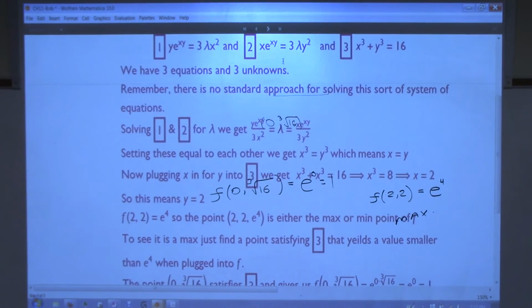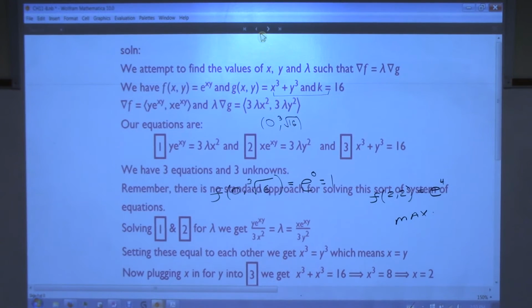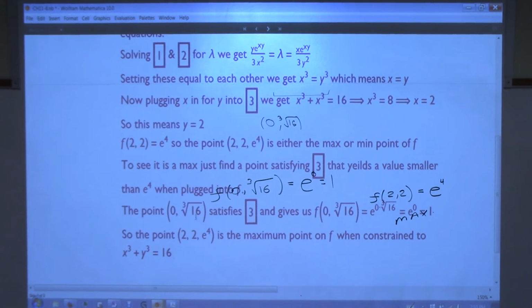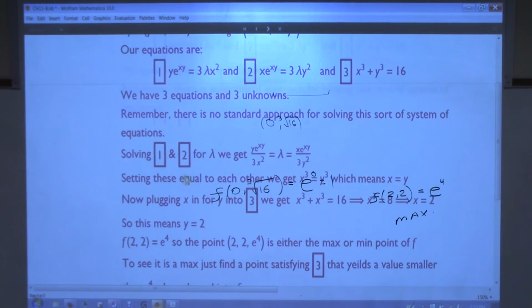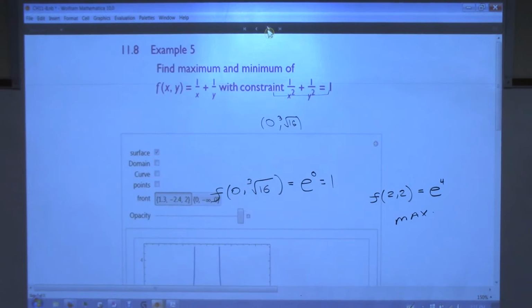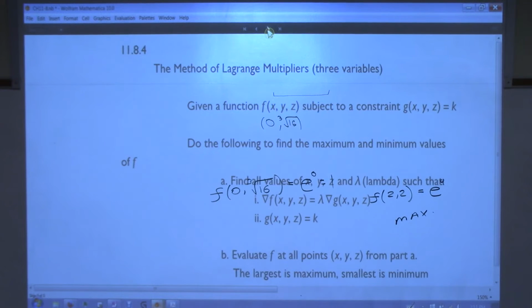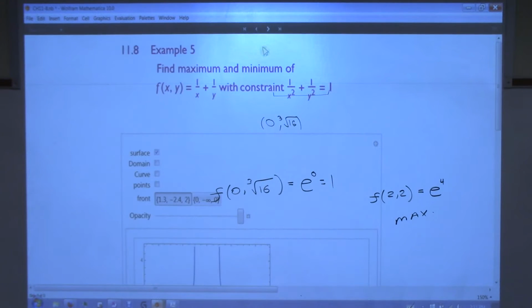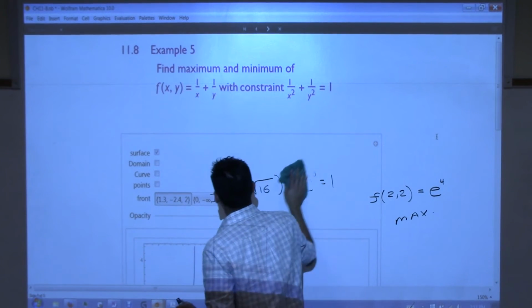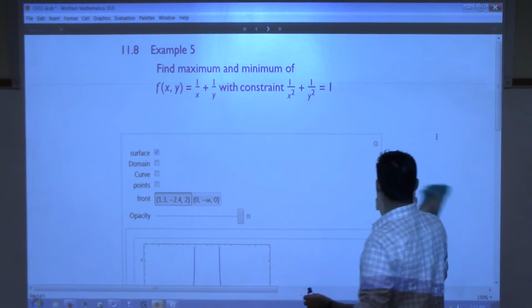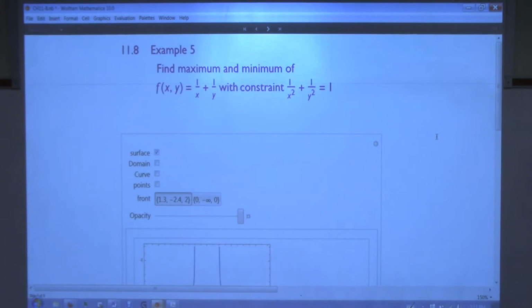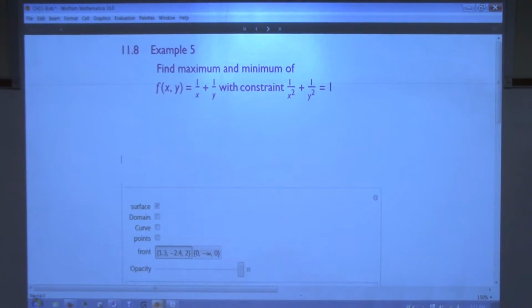In my notes, I actually worked out the work for that one. Oh, look, I even did a point. Oh, see? To see if it's max, find a point that satisfies the constraint and yields a smaller value, plug in. See, I even used 0, cube root. I forgot I put that in there. Okay, let's look at this one. The reason why I'm going through all these, and of course I could let you do these on your own, is because with each one of these, the algebra is just a little bit different.